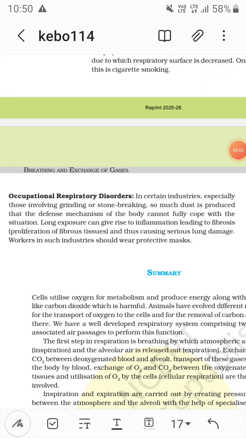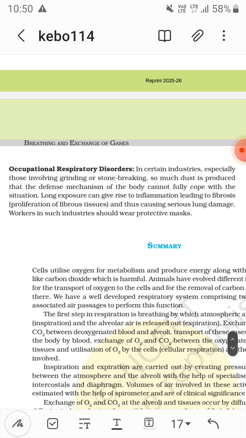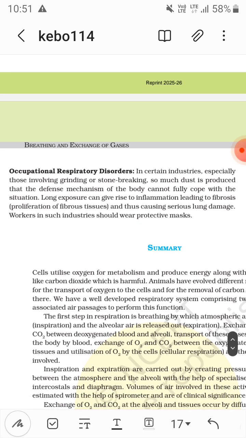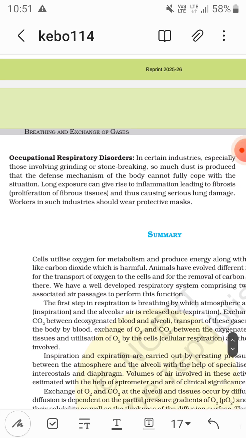Respiratory disorders. Long exposure can give rise to inflammation leading to fibrosis, the proliferation of fibrous tissues, and serious lung damage, and workers in such industries should wear protective masks. In certain industries, especially those involving grinding or stone breaking, so much dust is produced that the defense mechanism of the body cannot fully cope with the situation.